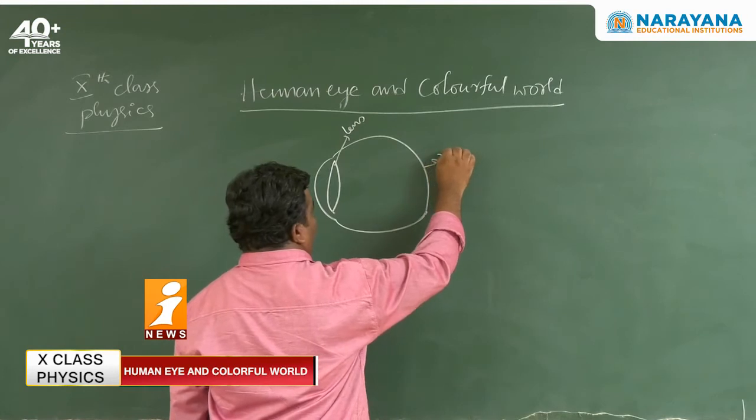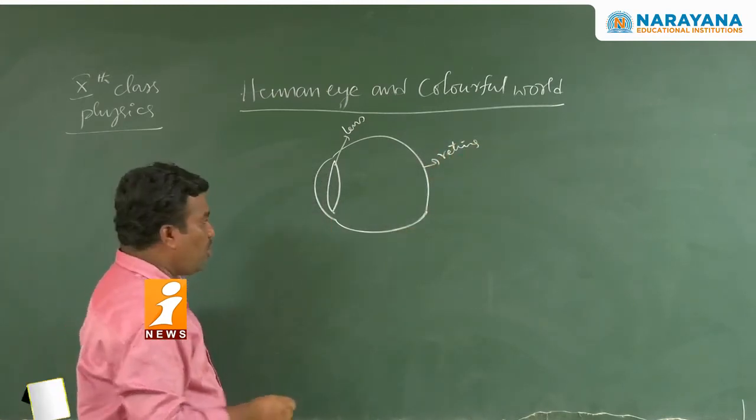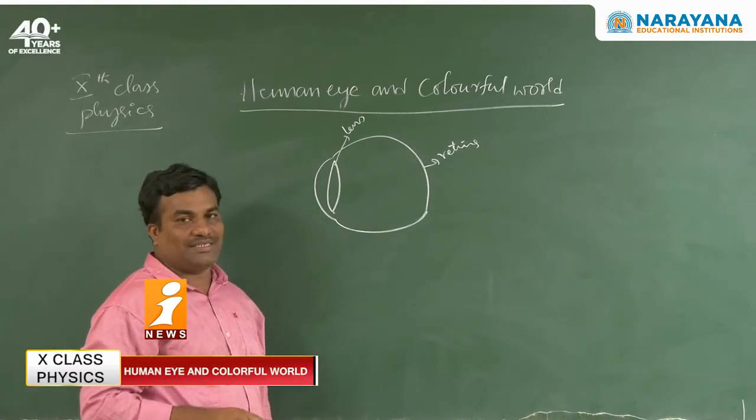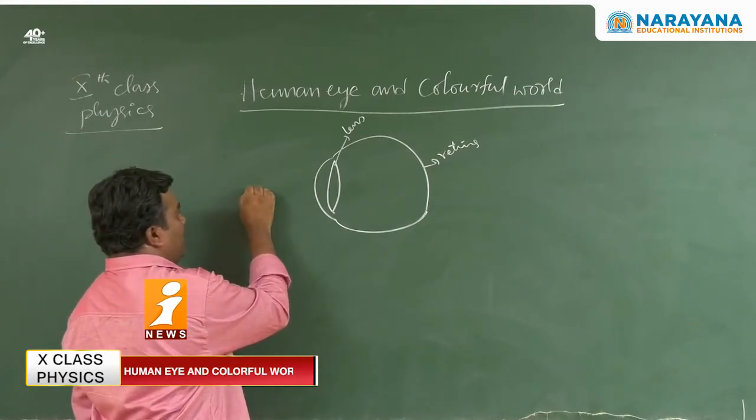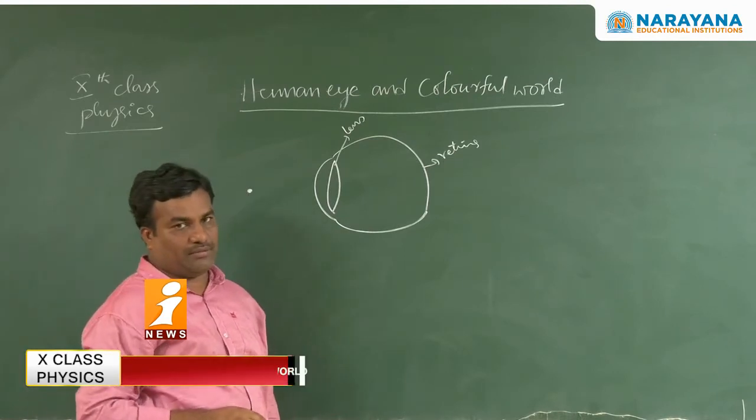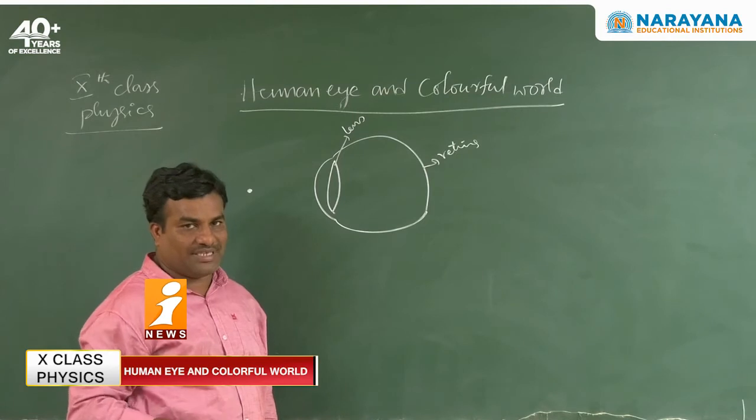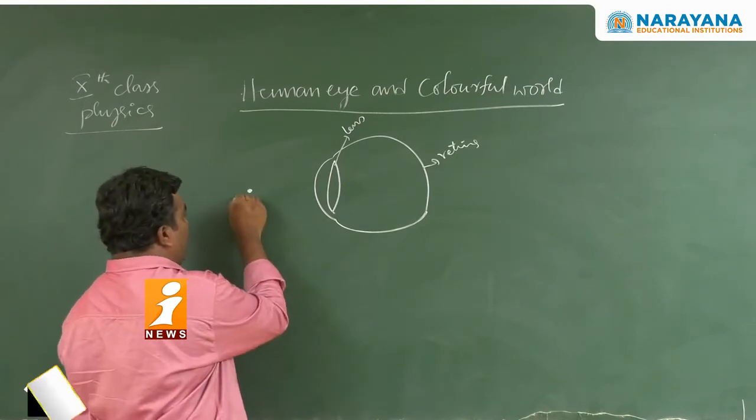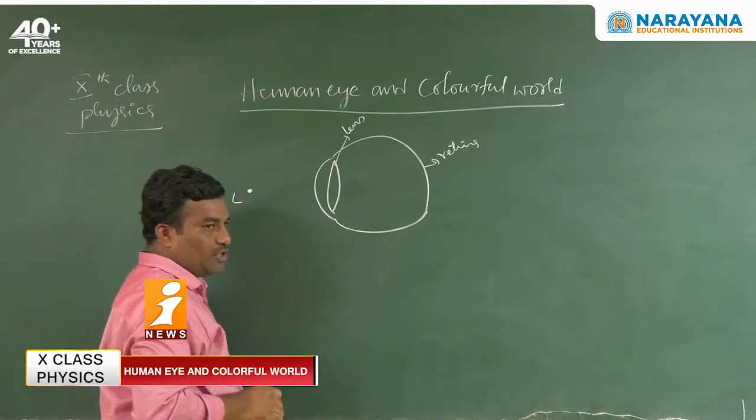It is the retina. Okay. So now we are taking the close object. Closed object means it is placed at the least distance of distinct vision. The least distance is how much? 25 centimeter. It is for a healthy human eye. The least distance of distinct vision is 25 centimeter. So I have placed it at the least distance, very close to the eye.